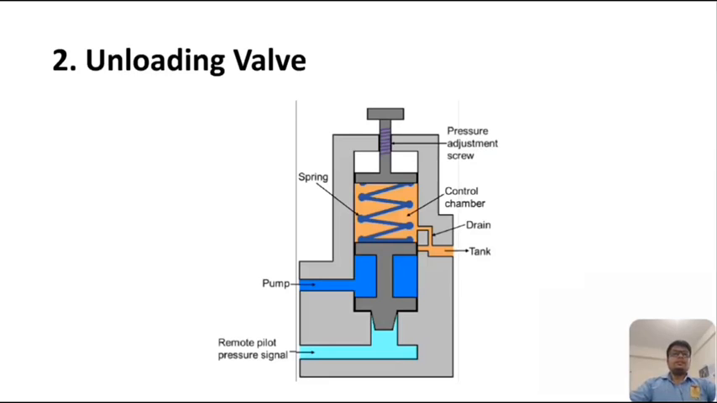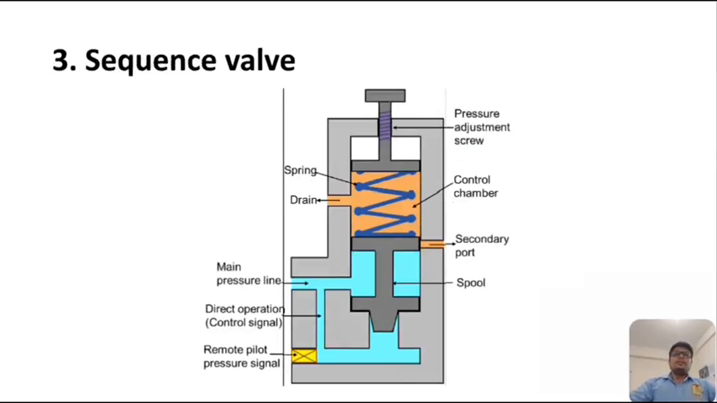Third one is the sequence valve. The primary function of this type of valve is to divert flow in a predetermined sequence, and it is used to operate the cycle of a machine automatically. A sequence valve may be of direct pilot, or it may be of remote pilot type.